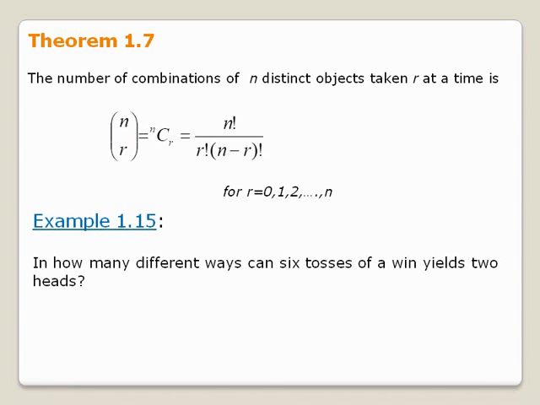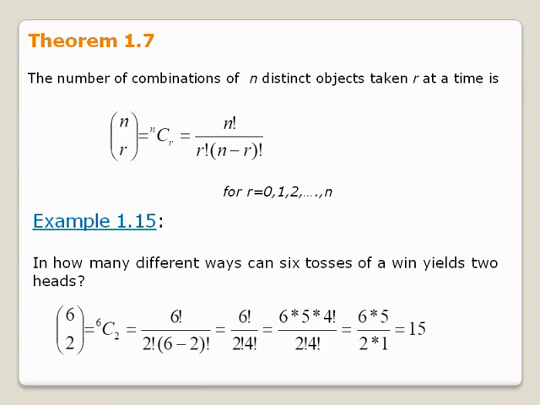Let's try an example. In how many different ways can 6 tosses of a coin yield 2 heads? So we have to select 2 out of 6, which will be 6 combination 2, which is 6 factorial divided by 2 factorial times 4 factorial, and the final answer will be 15.